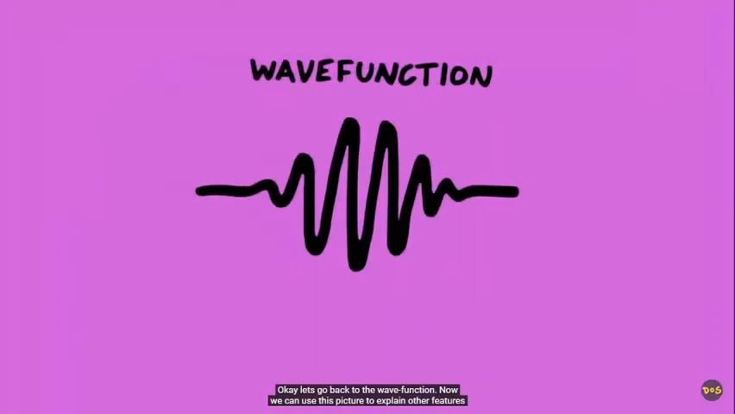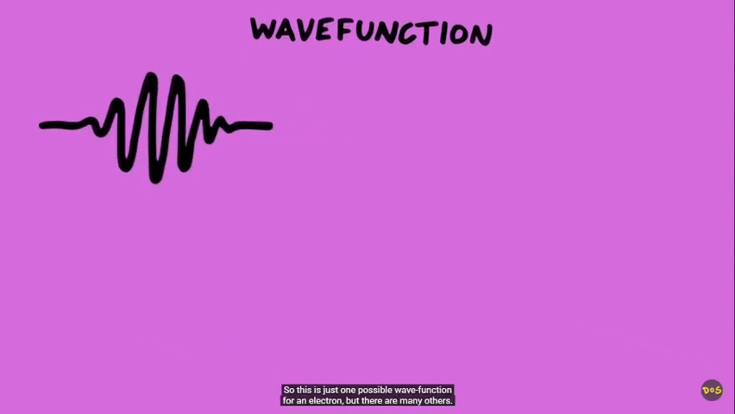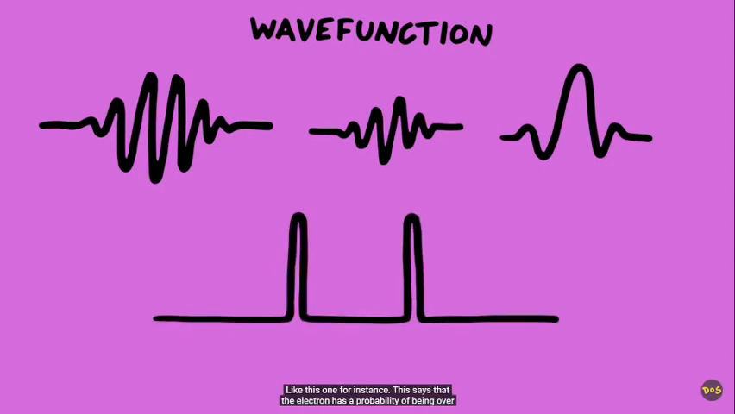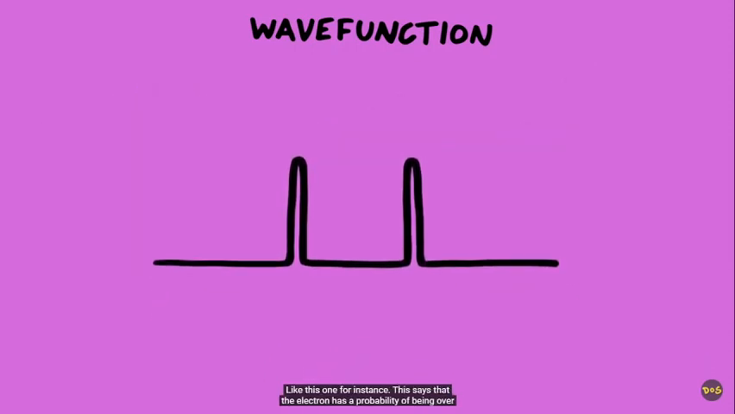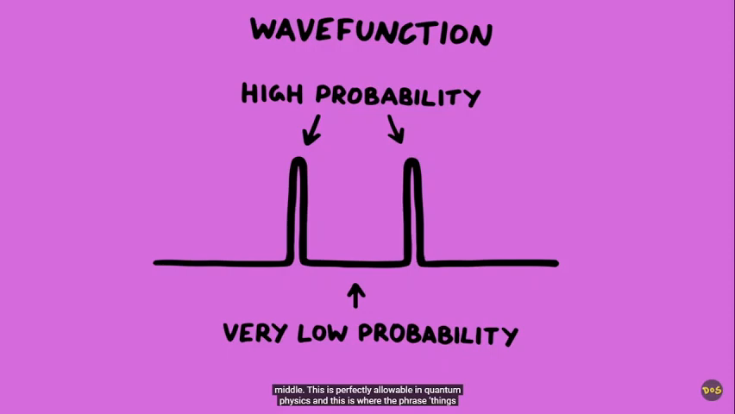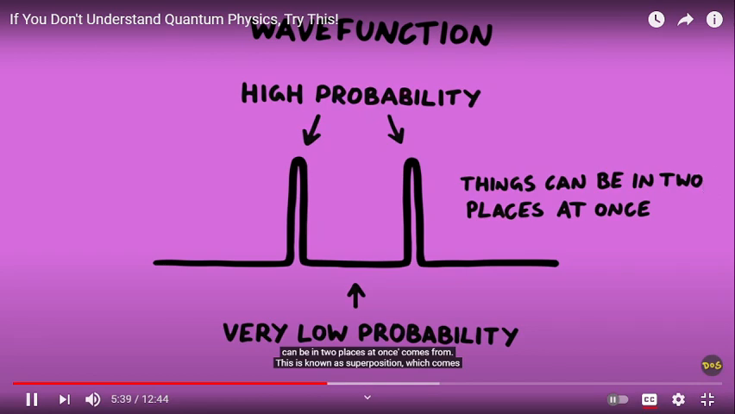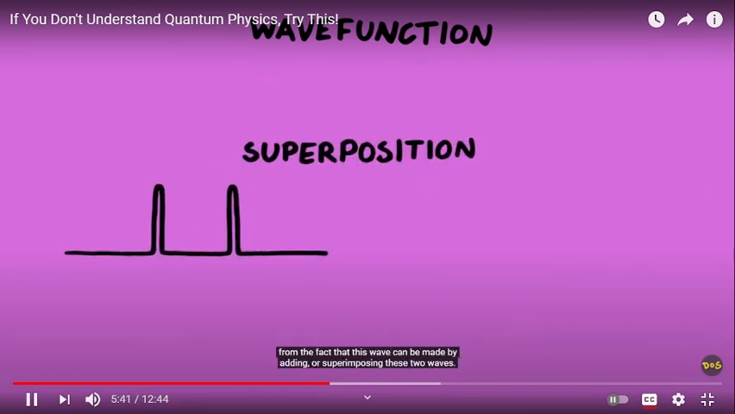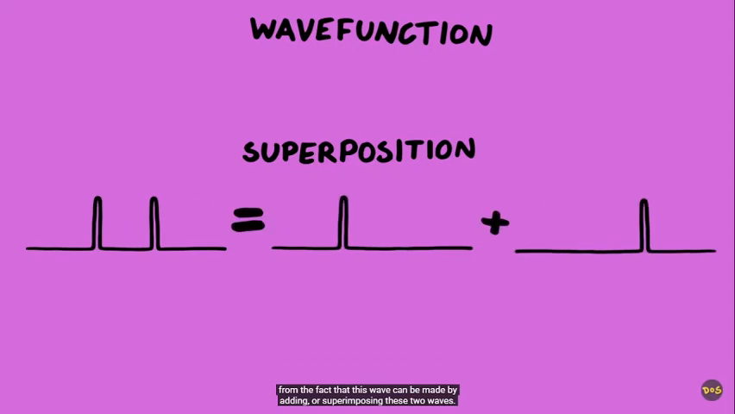Okay, let's go back to the wave function. We can now use this picture to explain other features of quantum physics that you may have heard about. So this is just one possible wave function for an electron, but there's many others, like this one for instance. This says that the electron has a probability of being over here and a probability of being over here, and very little probability of being in the middle. This is perfectly allowable in quantum physics, and this is where the phrase "things can be in two places at once" comes from. This is known as superposition, which comes from the fact that this wave can be made by adding, or superimposing, these two waves.